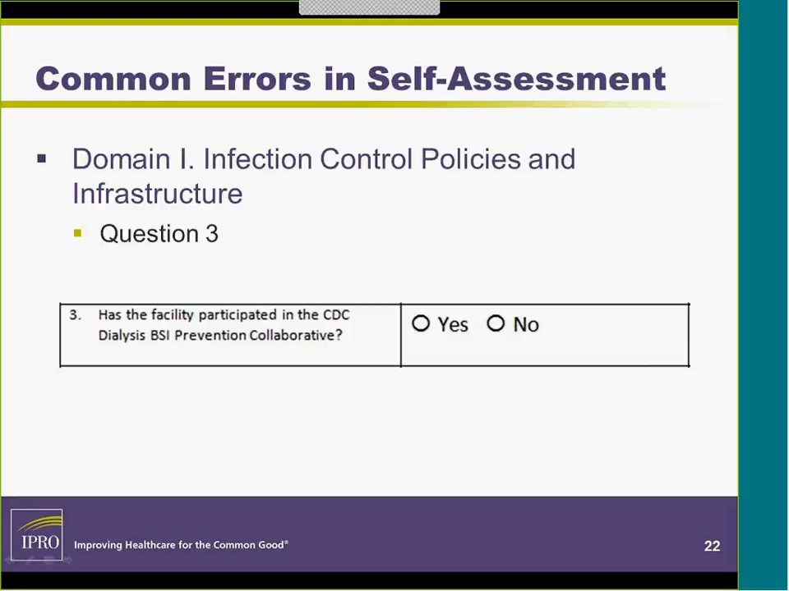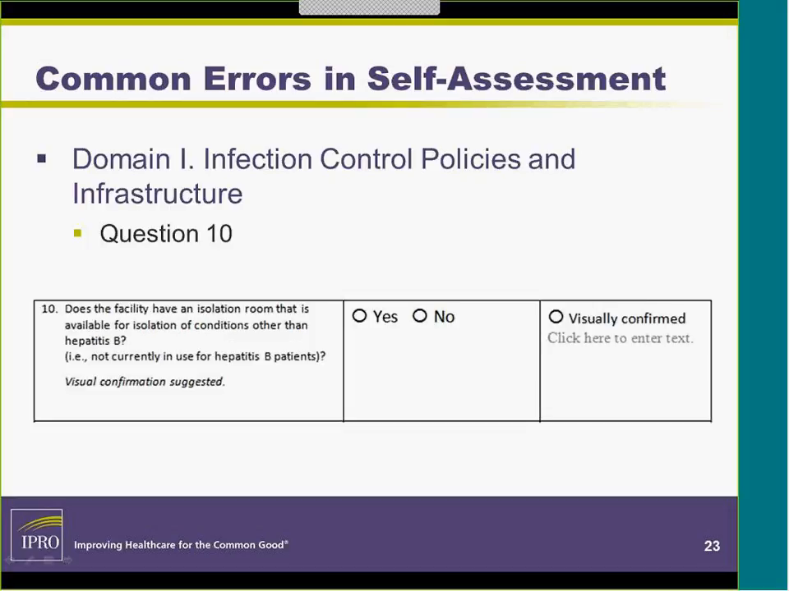And as the collaborative expands into what they're now referring to as the coalition, it's going to be a great resource for your facility, something you will be encouraged to participate in and use as a resource. However, for now, unless you really are working directly with the CDC in the collaborative, the answer is no. Many facilities are answering yes because they use the CDC resources and tools, but this is specific to the collaborative work with the CDC and other facilities.